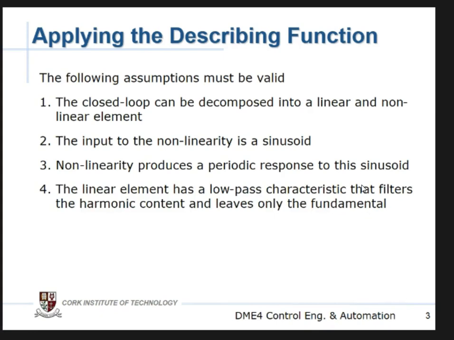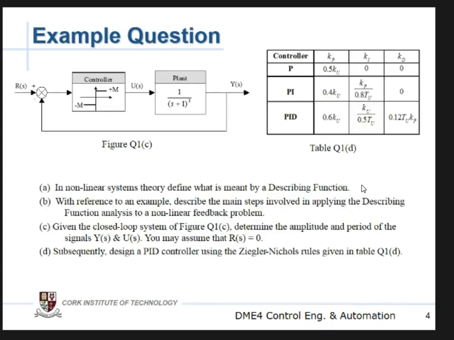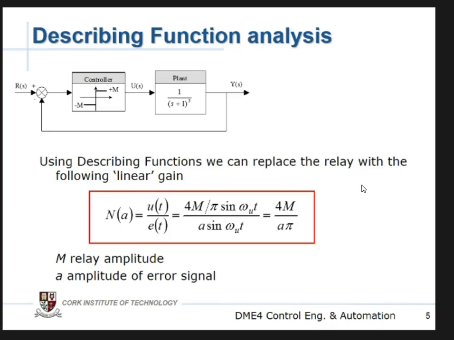So the shape of that signal, if we were to plot E of t, we'd expect it to be doing something like this. Right? And A, then again, is half that amplitude. So that's what we'd expect A to be. So in terms of our formula, we've got 4 times m over pi times a. M is the amplitude of the output of the relay, and a is the amplitude of the signal going into the relay.